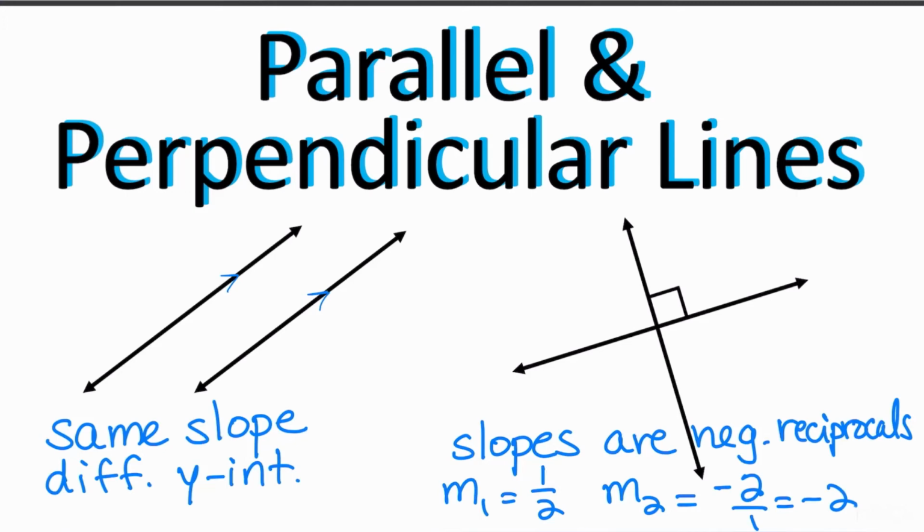So in another video, I explained the difference between parallel and perpendicular lines and how you can recognize parallel lines because they have the same slope, and perpendicular lines because they have slopes that are negative reciprocals of each other. In this video, we're going to talk about how to write the equation of a line when they tell you that it is parallel or perpendicular to another line.